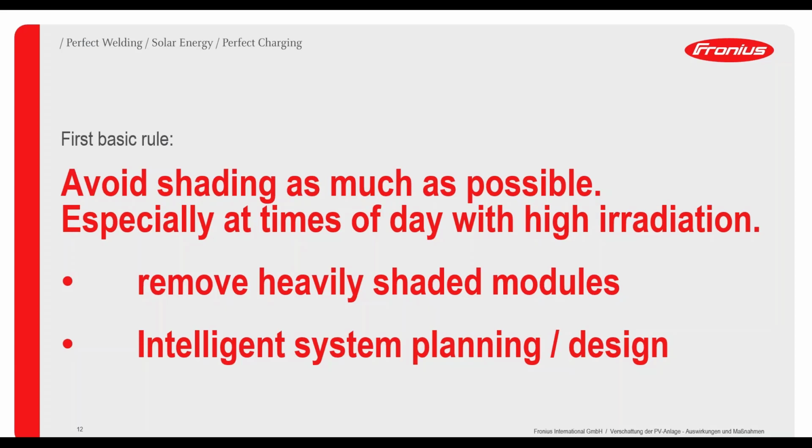But in general, we need to avoid shading as much as possible. And that's what I meant before with, do we need those modules beside the chimney? Maybe it's better to remove the heavily shaded modules in the first place. And intelligent system planning, the system design, comes into play in the first place. That's the first basic rule we need to make sure to follow every time we plan a system.